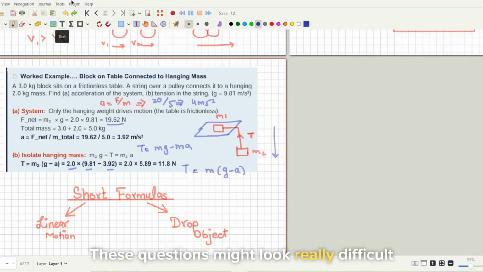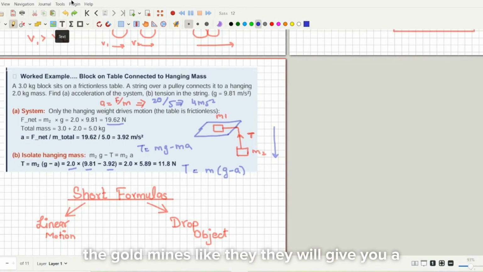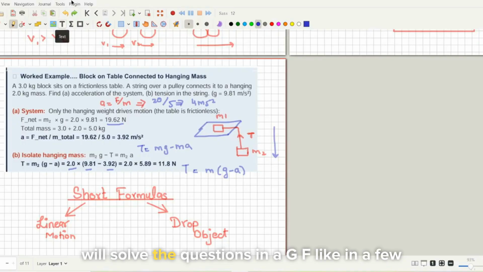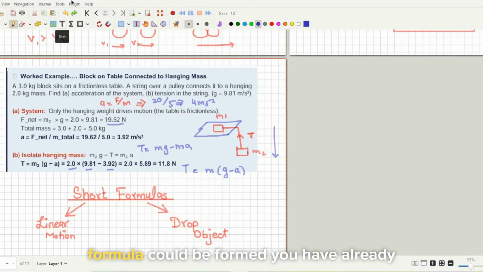These questions might look really difficult right now, but believe me, as you practice more, as you use these shortcut formulas that I'm giving you in these lectures, these shortcut formulas will help you out a lot in your IMAT exams. Like these shortcut formulas are like gold mines. They will give you a really big edge over all the students that are attempting IMAT. If you use these shortcut formulas, then you will solve the questions in a jiffy, in a few minutes, while other students will think about what is tension, what is force, what kind of formula could be formed.